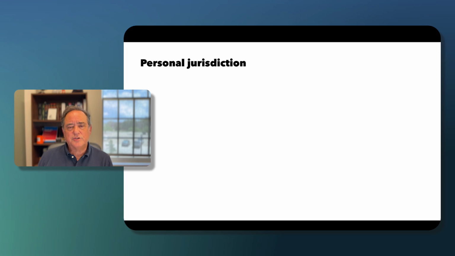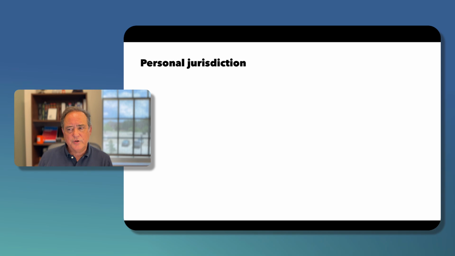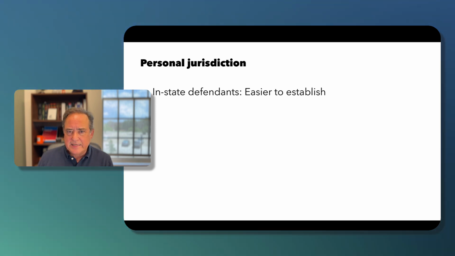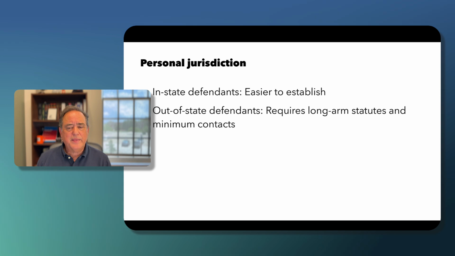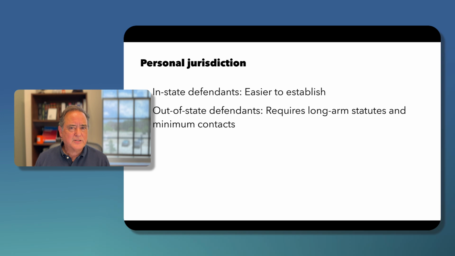Personal jurisdiction refers to the power to hear a dispute involving these particular parties. Who are these parties? Now, if both parties are residents of the same state, it is pretty easy to establish personal jurisdiction, meaning both parties are citizens of the state, and therefore we can hear a dispute. Now, the problem that arises is when there are out-of-state defendants. How can a court exercise personal jurisdiction over an out-of-state defendant?